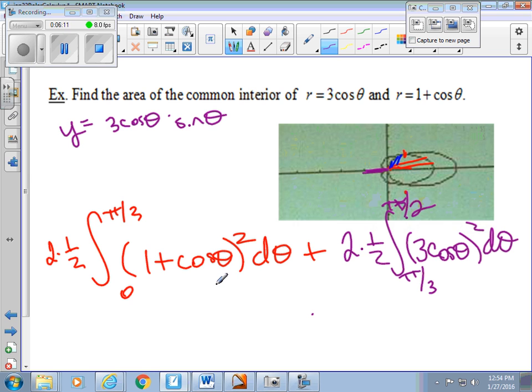Anyway, type that in the calculator. Is it 5 pi over 4? I think I worked it earlier. I think it's 5 pi over 4, but check.